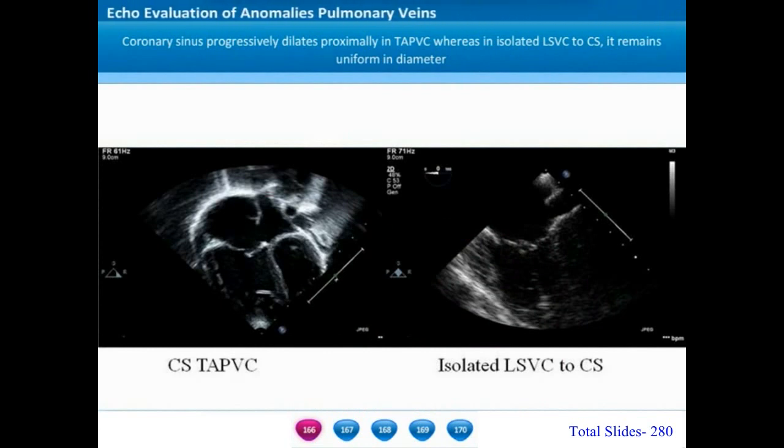On the left side of the screen, you see a coronary sinus TAPVC. The coronary sinus is narrower in the place where it enters the right atrium, but proximally it widens out. Whereas on the right hand side, the screen shows a left superior vena cava draining into the coronary sinus without any abnormality of the pulmonary venous drainage. Here, the coronary sinus appears more like a parallel track and is uniform in diameter.